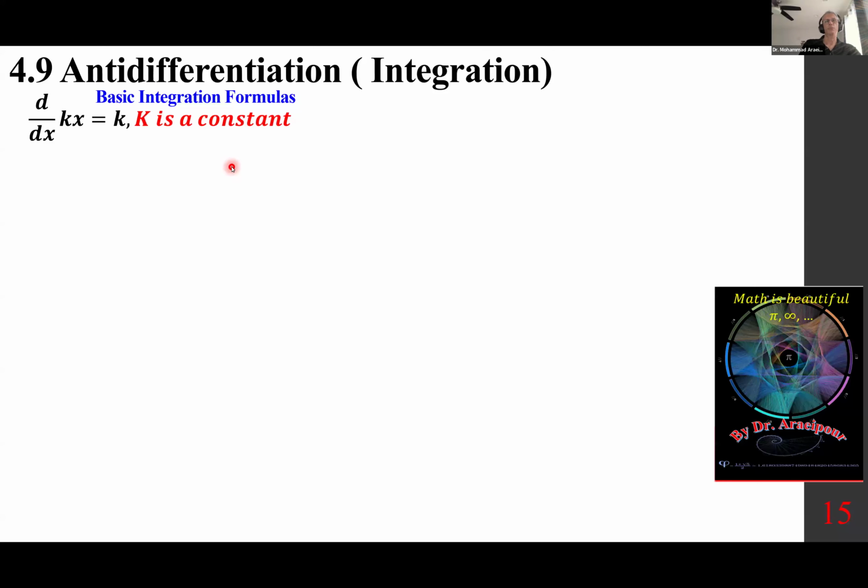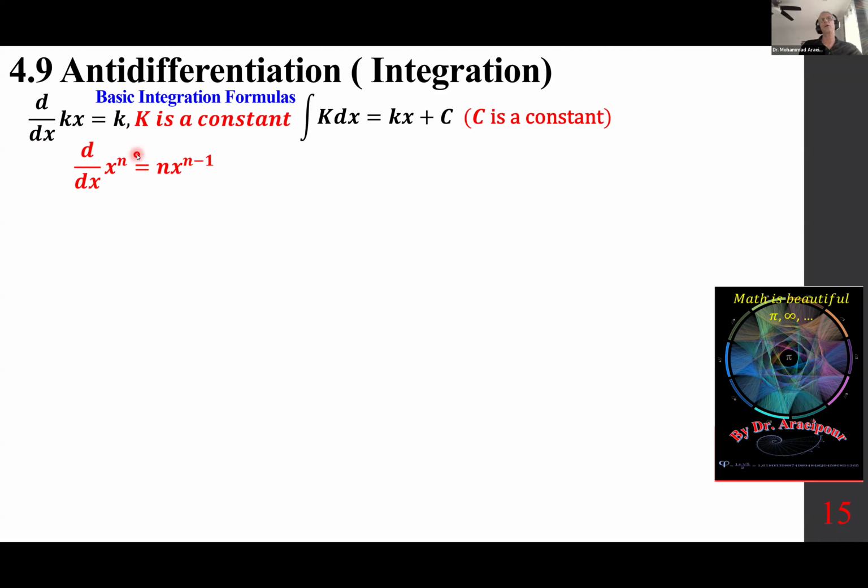Anti-differentiation, as the name indicates, is the reverse process of differentiation, also known as integration. So let's look at some of the basic differentiation formulas. For example, the derivative of kx is k, where k is a constant number. Therefore, the integral of k dx must be kx plus c, the reverse process.